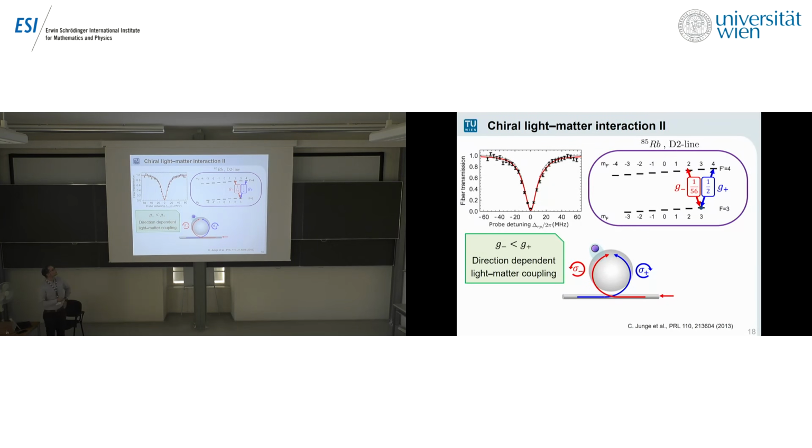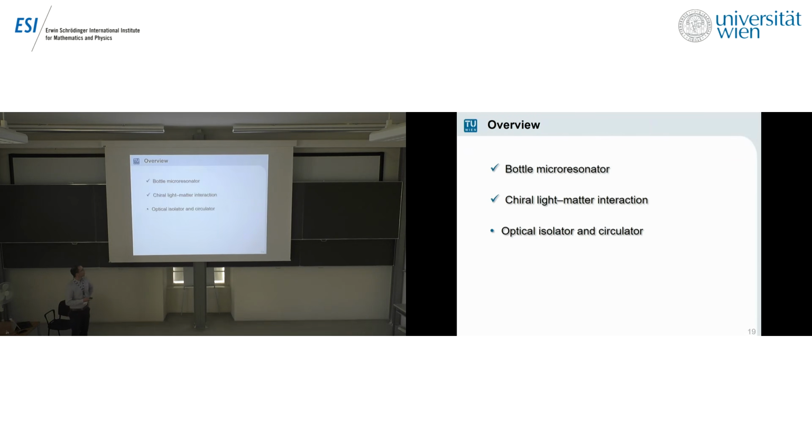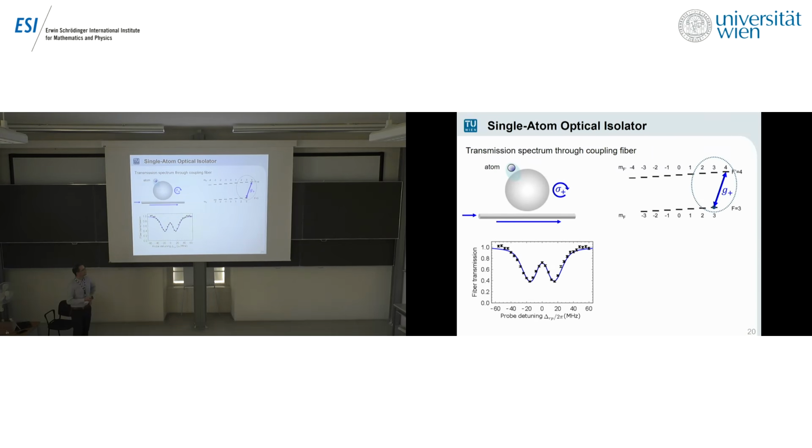Good, so these are more or less the key features of chiral light-matter interaction. First of all, you get this ideal situation of two levels coupling to a single mode, and you also get this direction-dependent light-matter coupling. So how can we now build an isolator and a circulator out of this? If we now again have the same spectrum as before, we probe from one direction where we strongly couple to the atom, and we look on resonance.